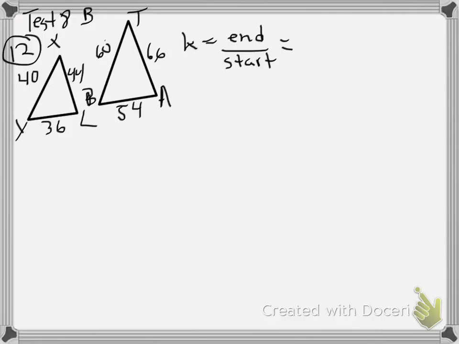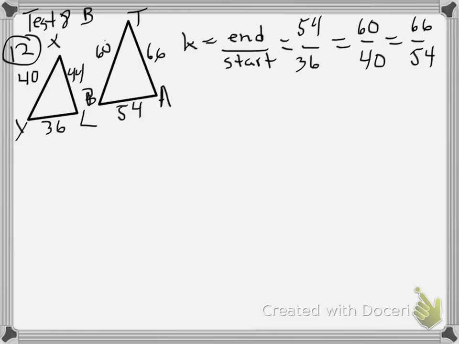So I'm supposed to end with the big triangle. The big triangle's smallest side is 54, and you can divide it by 36, which is the smallest side of the small one. Or you could have found the scale factor by doing the medium sides, so that's 60 and 40. Or you could do it with the largest sides, that's 66 and 54.